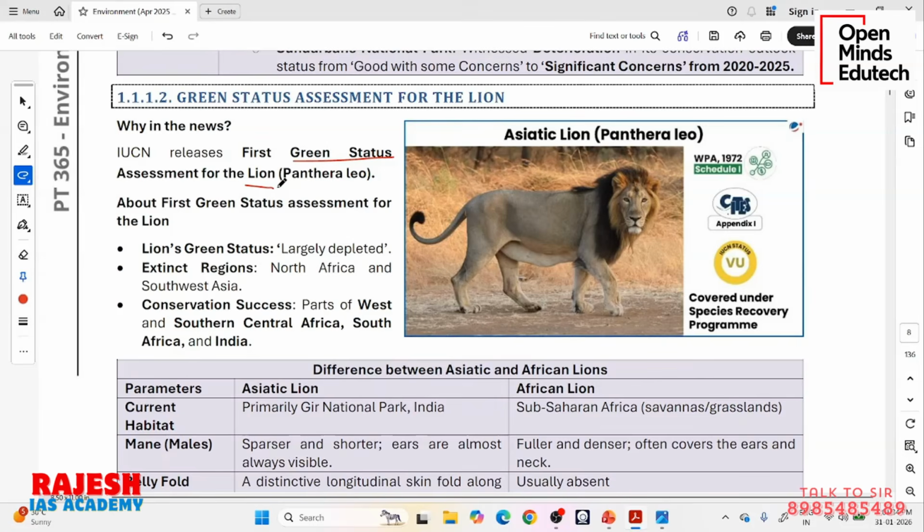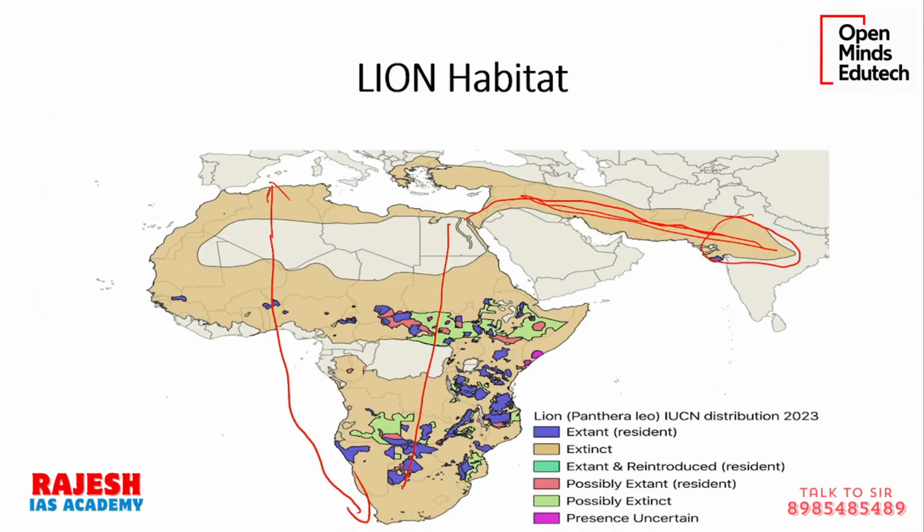So it is in news, and what is the green status? It is largely depleted. It used to live in this very, very big region. Now it is largely depleted from its historical habitat. Take the example of India itself. From throughout central India, it has depleted to only this region. That's what we are talking about.